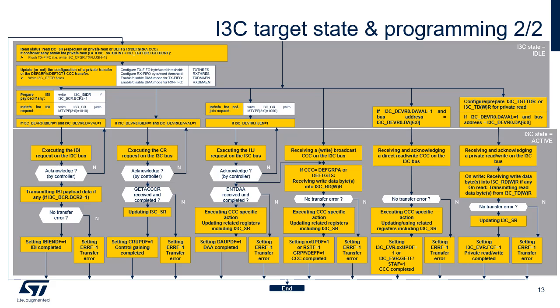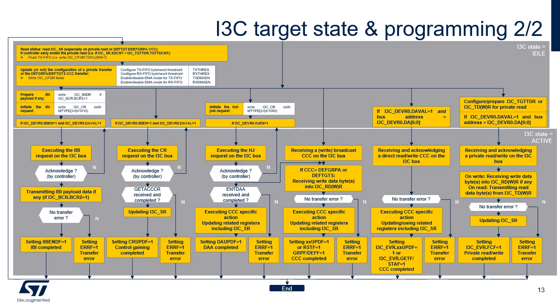When the target is in idle state, the target is ready to receive a communication message on the I3C bus from the controller and is ready to switch to the active state. All substates of the active state are represented in the bottom part of the figure.